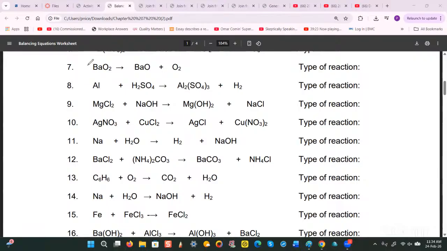Two, 2, 1. 2, 2, 1 would be correct. And what type of reaction is this? Decomposition. Okay, very good. Number 8.